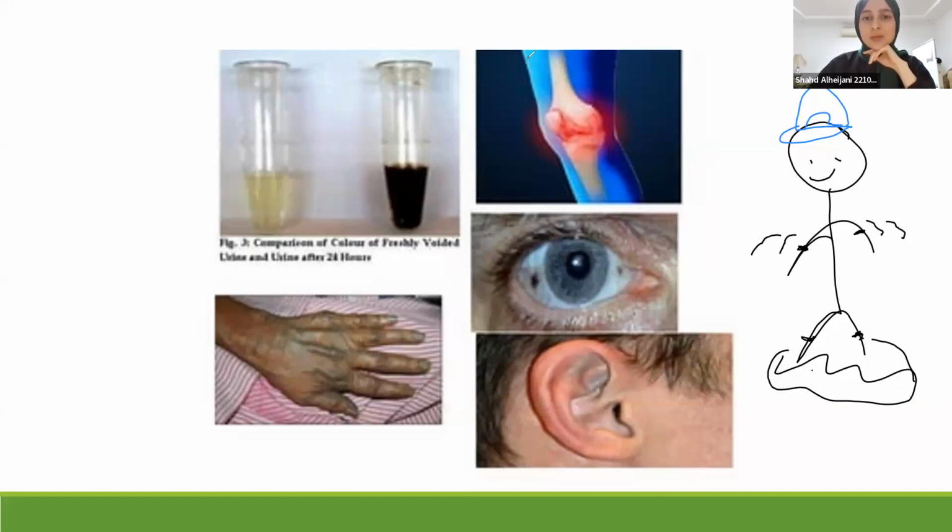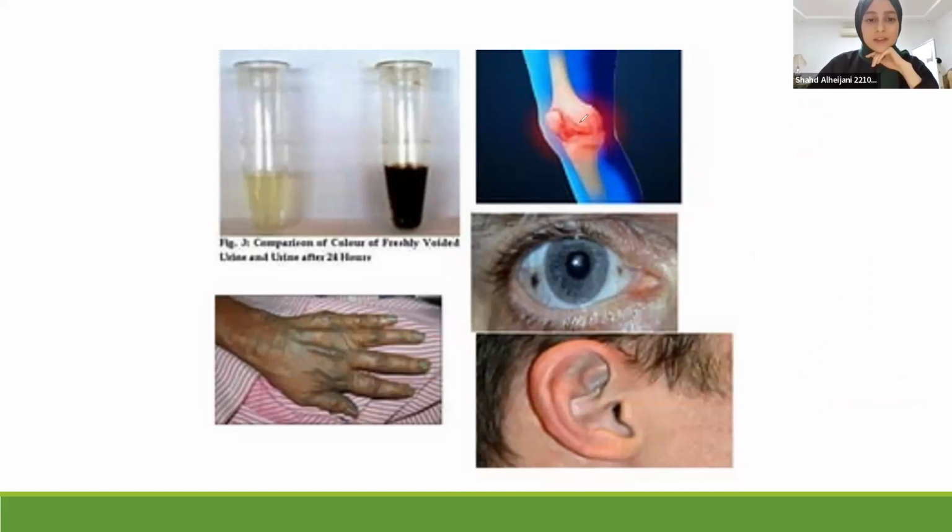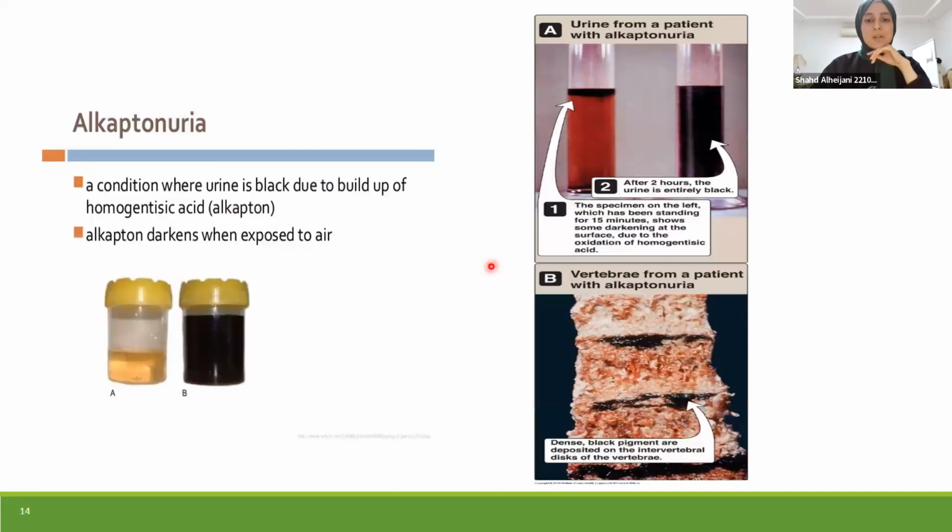Now you can move to the next slide. Yes, this is the slide from Dr. Hanel's presentation. So we have, again, the urine, which turns black due to alkaptone, and it darkens when exposed to air. So we remember the black pigment deposition, and then the dark urine. And what is the enzyme affected? You have homogentisic acid oxidase.